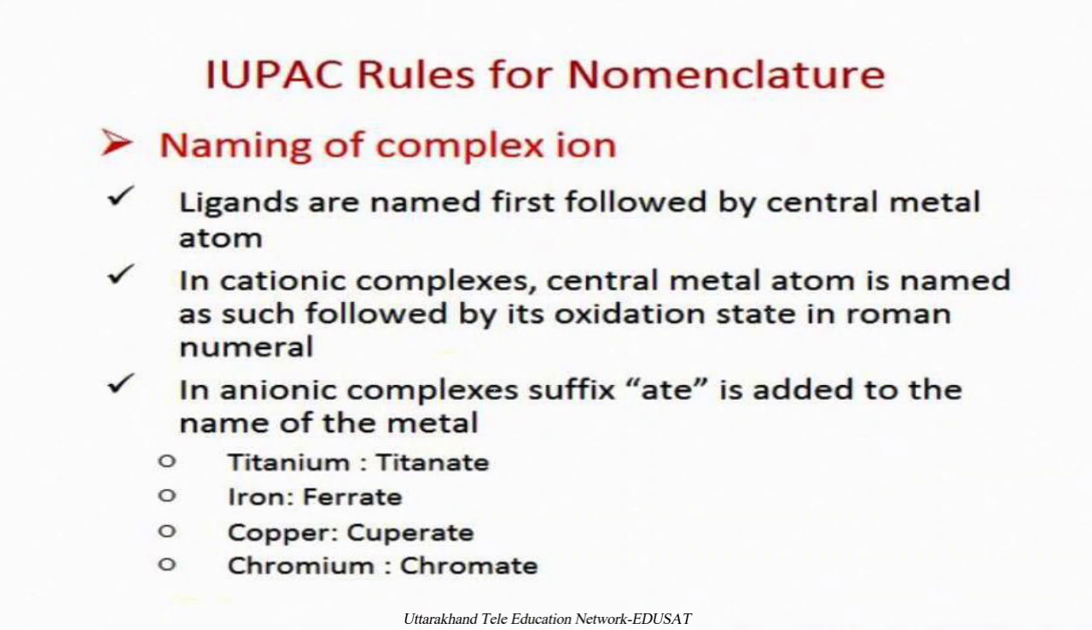For example, for anionic complexes, titanium should be written as titanate, iron as ferrate, copper as cuprate, and chromium as chromate. Another example is scandium, which you must write as scandate. Molybdenum should be written in the form of molybdenate.